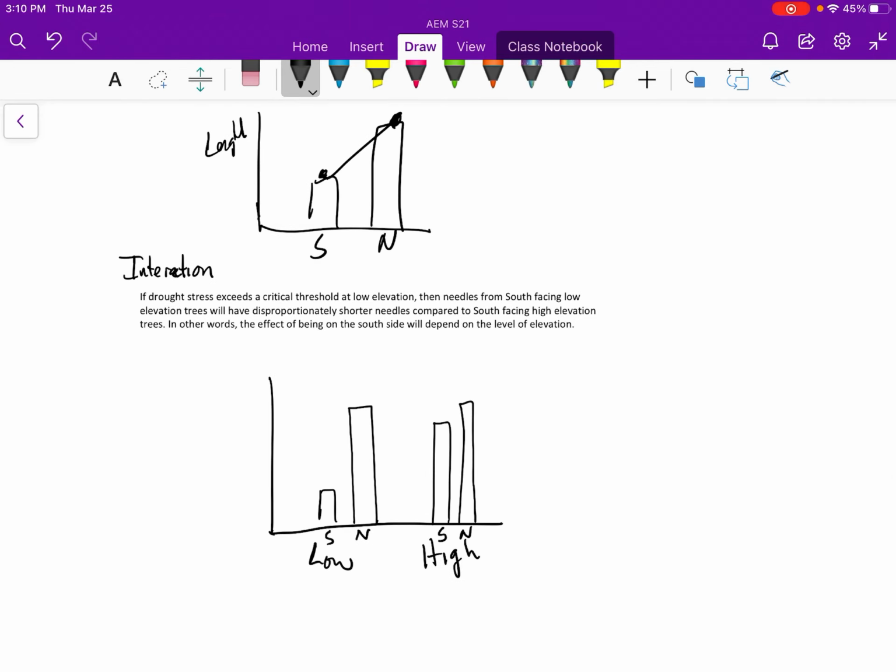Notice that the difference here is really big, and the difference here is really small. Both of them have a negative effect of being on the south side, but not the same amount. If I want to, I can draw lines between these things like this and like this, and you can see that these two lines are not parallel, right? They essentially look like this and like this, right? So, not parallel lines.